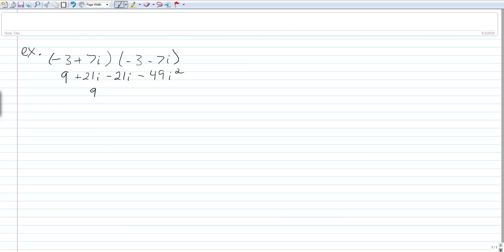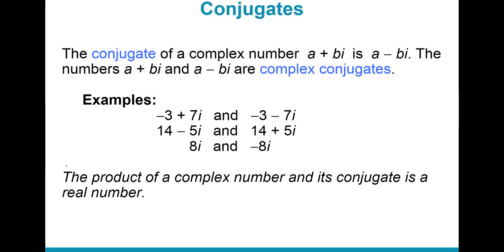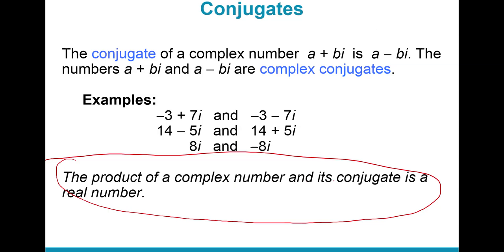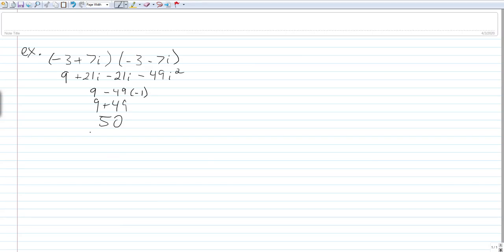So now we would just have the 9 minus 49i squared, and i squared is negative 1. And this results in 9 plus 49, or just the number 50. So note that what it says here, the product of a complex number and its conjugate is a real number. And we ended up with a real number solution, which is the number 50.